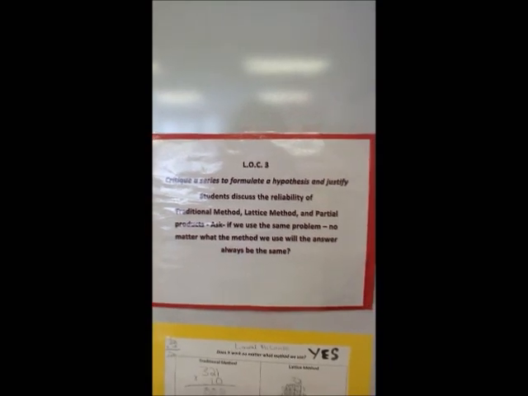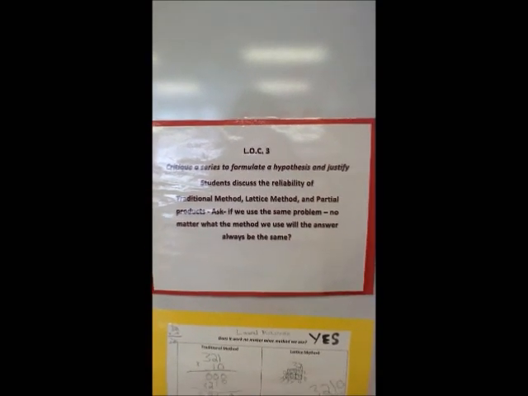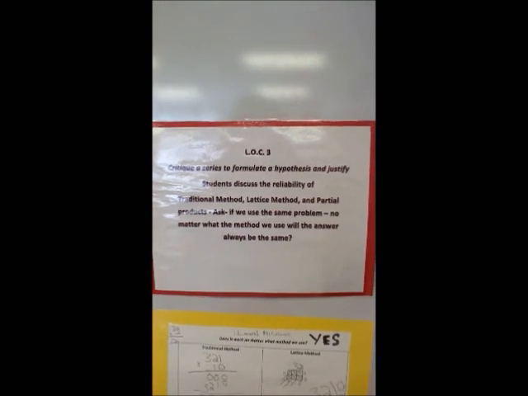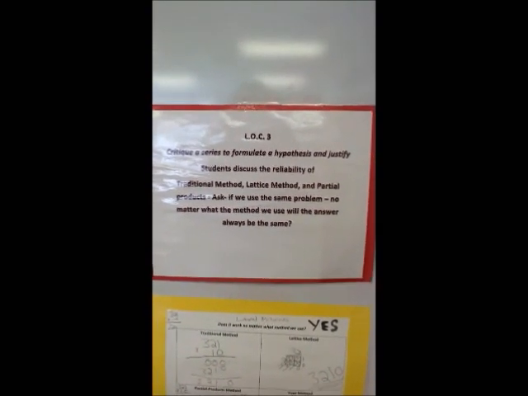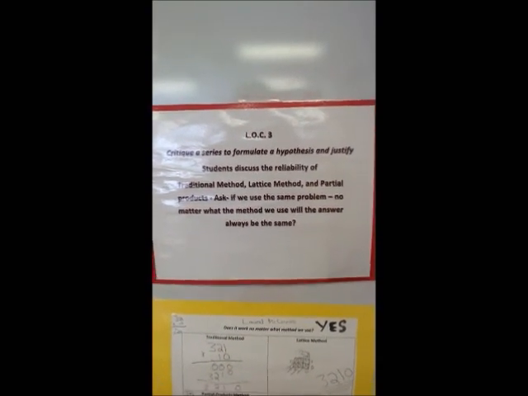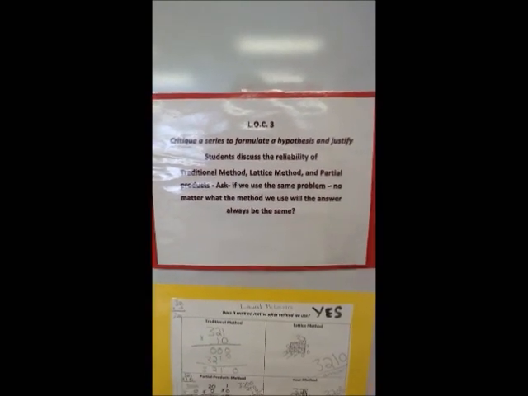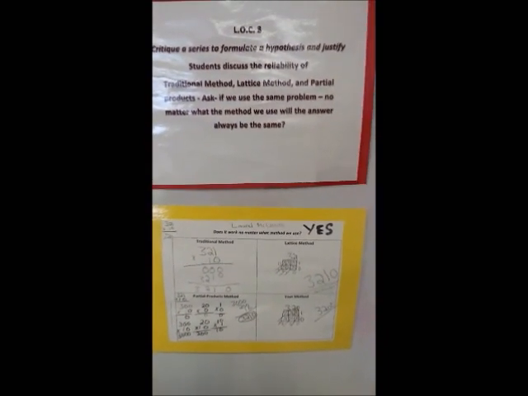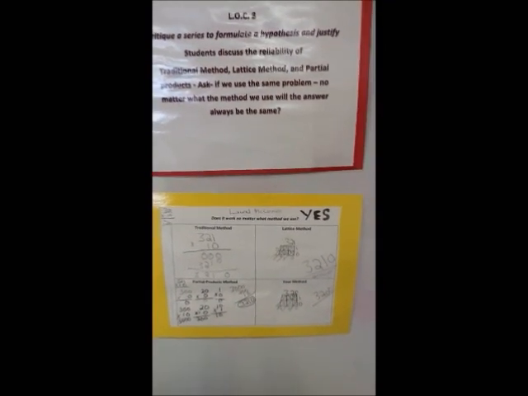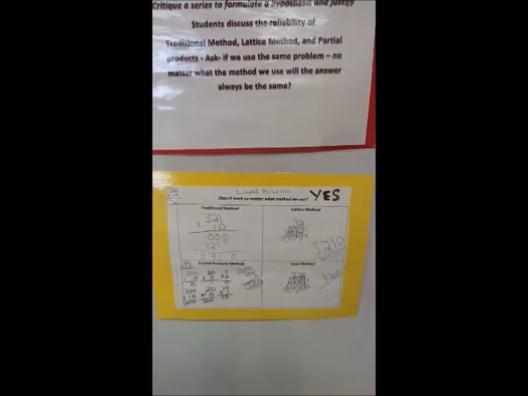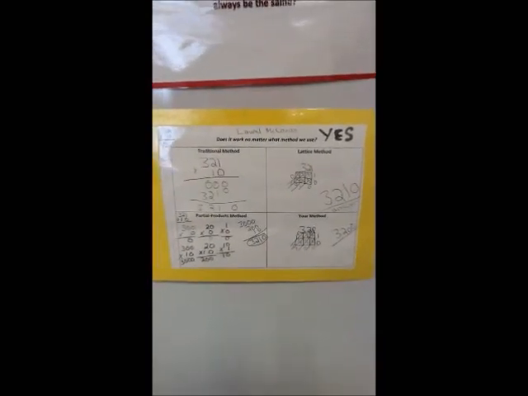The last one we did was the DOK3, where each student had to critique a series to formulate a hypothesis and justify whether what we were doing would work. The students discussed the reliability of the traditional method, lattice method, and partial product, and whether, if it was the same problem, they would get the same answer no matter what they did.